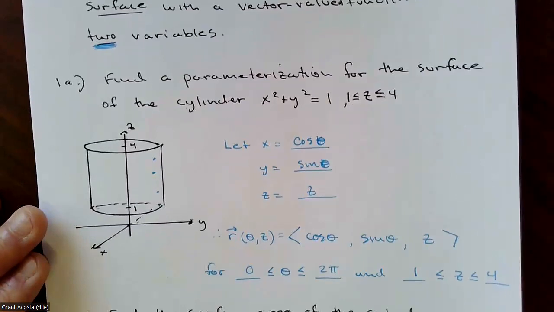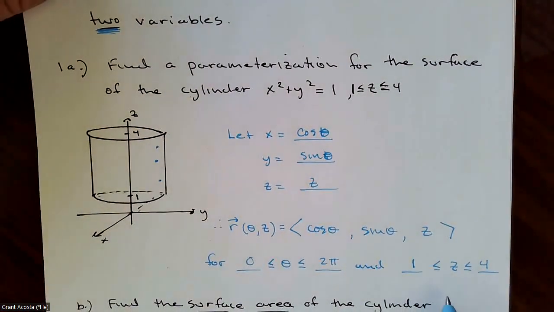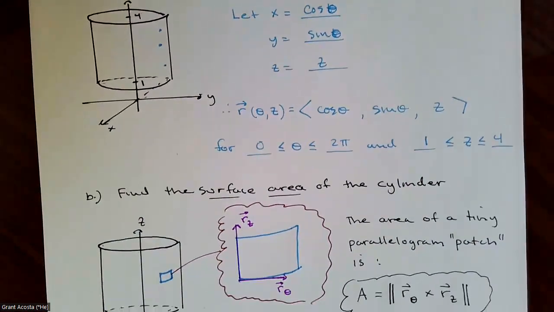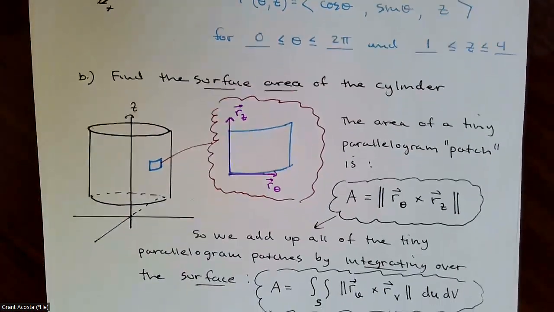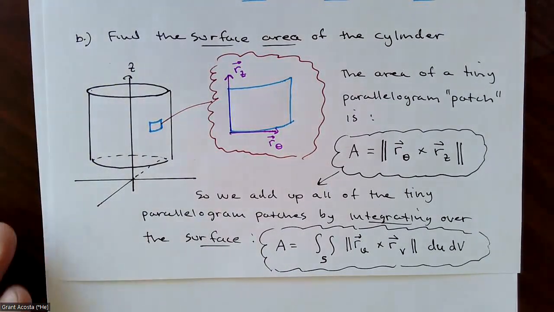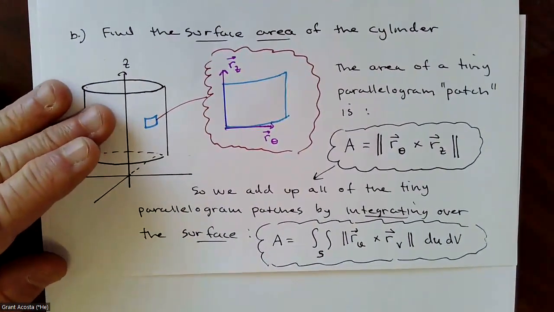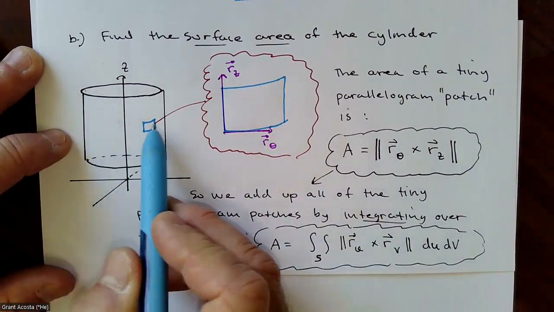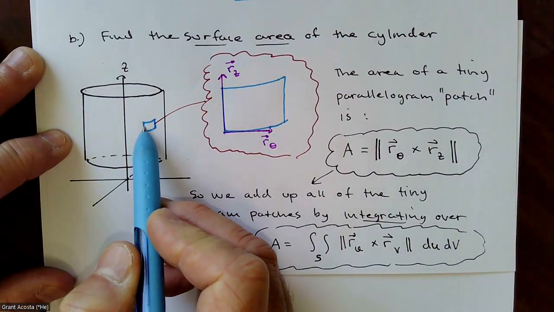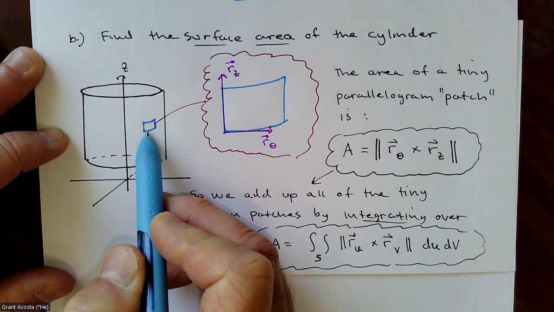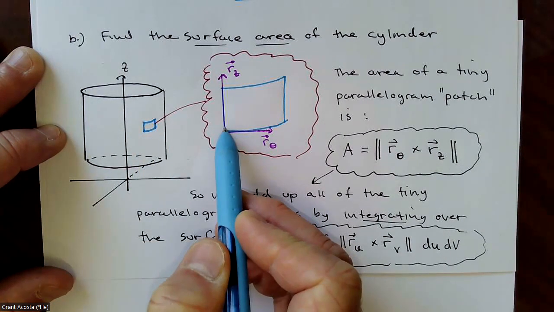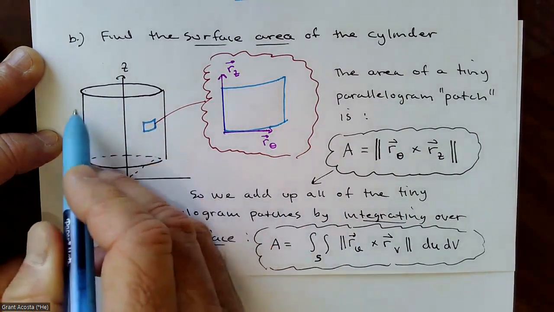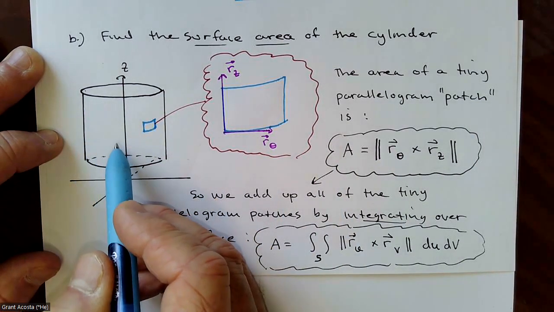So one thing we can do with that, it's out of view there, is now we can use this to find the surface area of this cylinder. And this is where that thing about 21C, the parallelogram, comes in. If you can imagine the surface of the cylinder as being broken up into a bunch of little tiny, infinitely small parallelogram patches, I like to think of them as, a whole bunch of them around this cylinder.